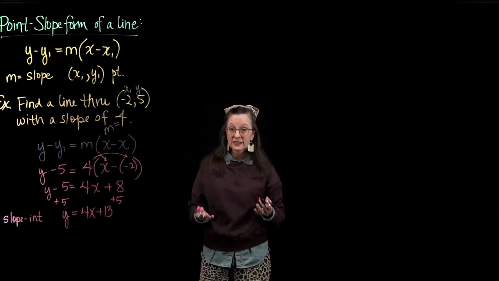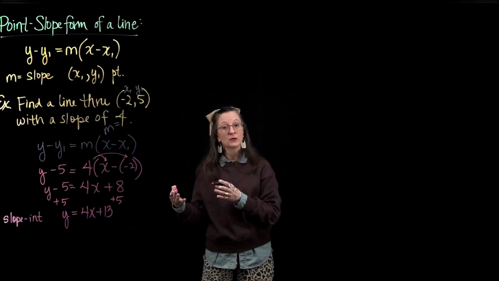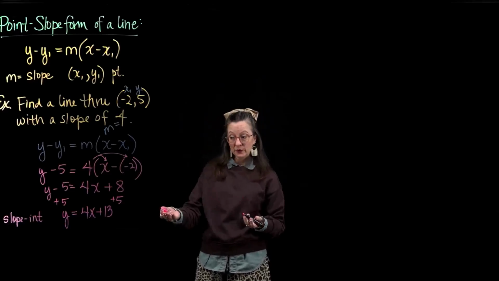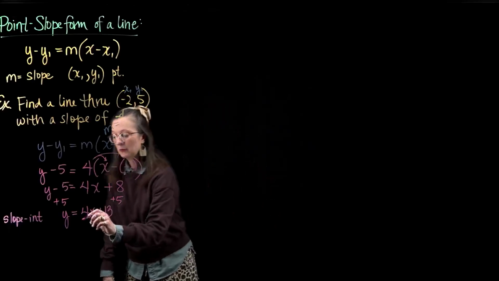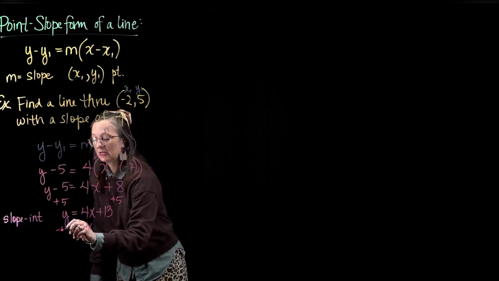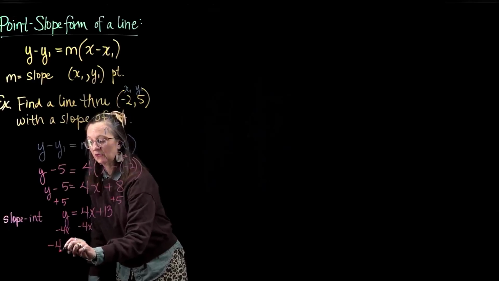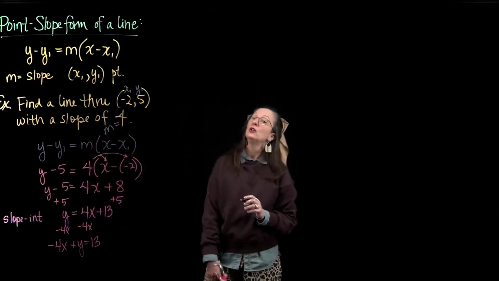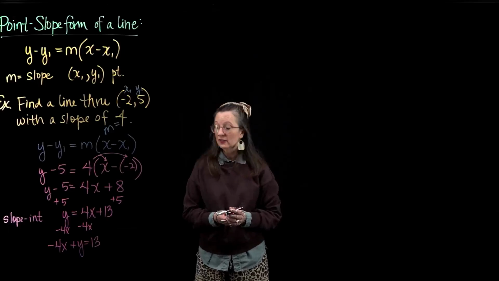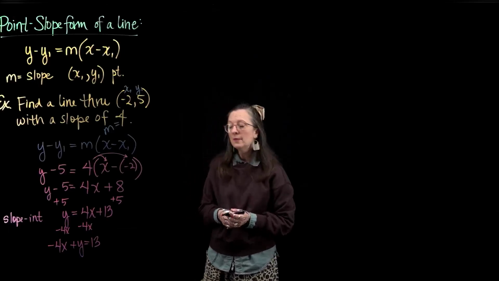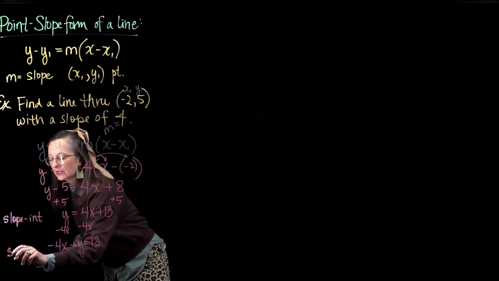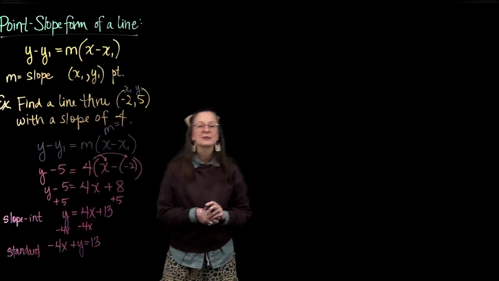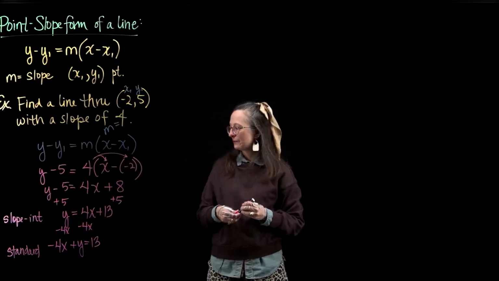If I wanted it in standard form, that's where all the x's and y's are on one side and the constants on the other. So to move from slope-intercept form to standard form, I'm going to subtract 4x from both sides, and I'll have -4x plus y is equal to 13. Now you could also have y minus 4x on the left-hand side, and that means the same thing, but in general, like most things, we put them in alphabetical order. So that gives us -4x plus y is 13.